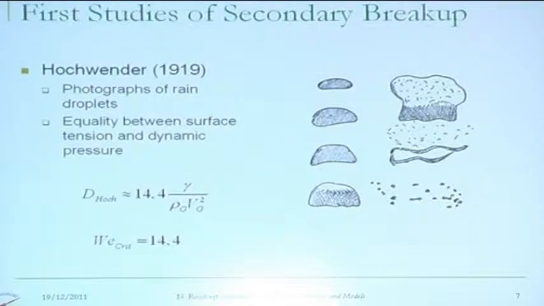During these experiments, he found a criterion for the stability of the droplets, and this criterion involved what is now called the Weber number, and so he found a critical Weber number of 14.